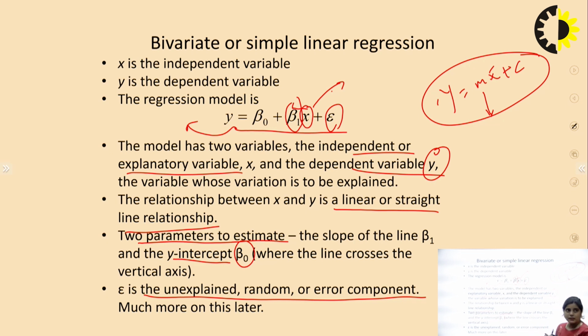So, this is simply the simple linear regression equation. In this given equation, y is the dependent variable, x is the independent variable, beta naught is the y intercept, beta 1 is the slope of the line, and epsilon is the random or error component which is not explained earlier.